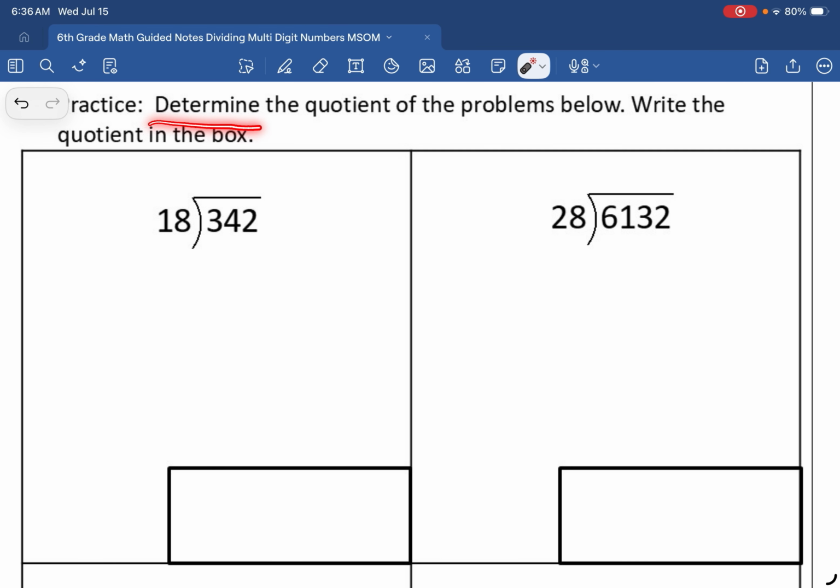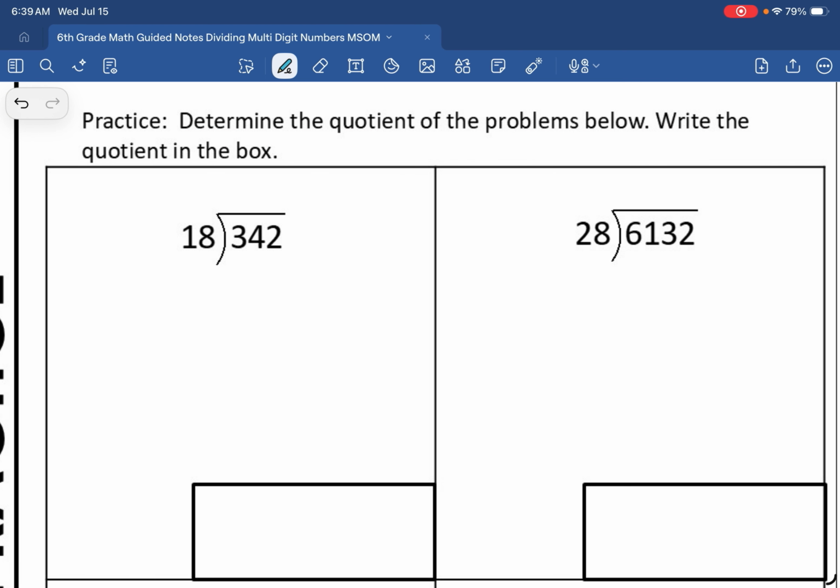Practice. Determine the quotient of the problems below. Write the quotient in the box. So we have 342 divided by 18. I know 18 doubles 36, so I think it's just going to go in one time. 18 times 1 is 18. 34 minus 18, that's going to give me 16. And 16 is less than 18 and greater than 0.